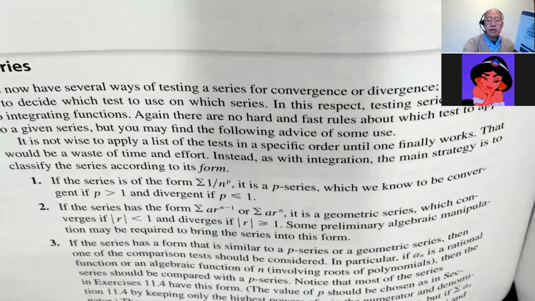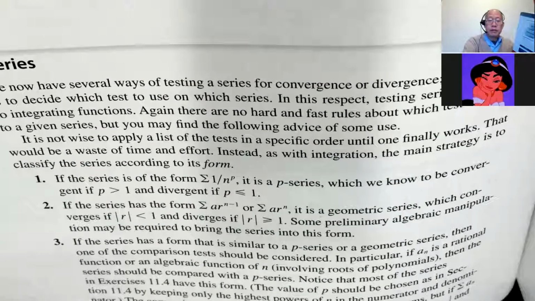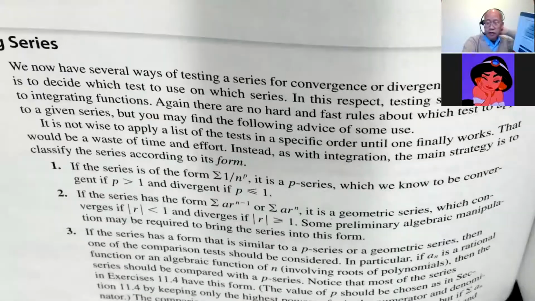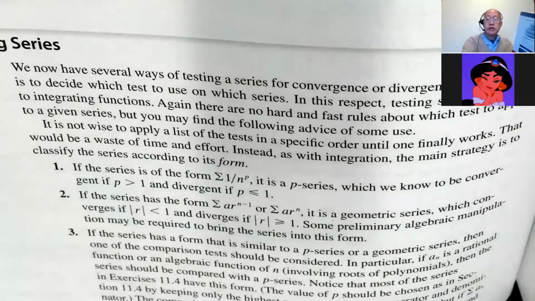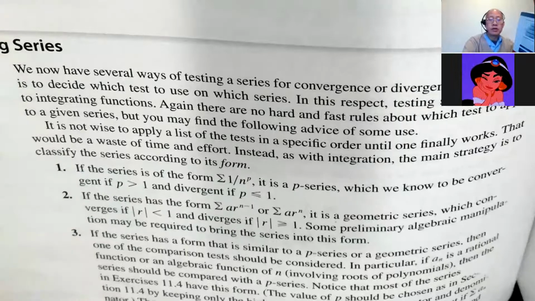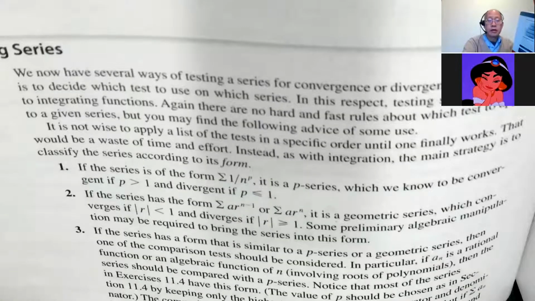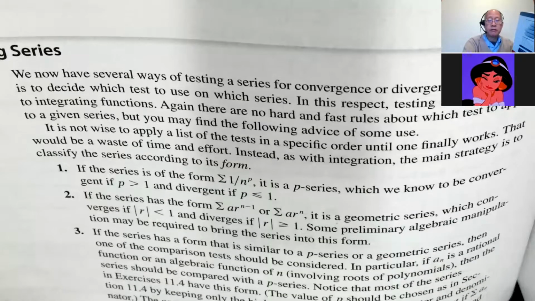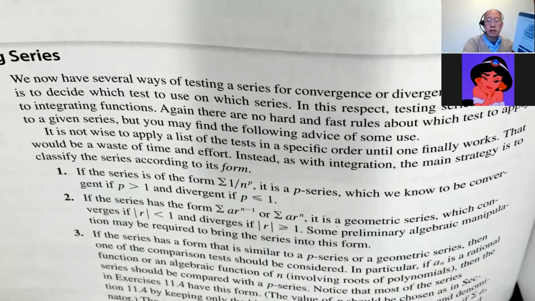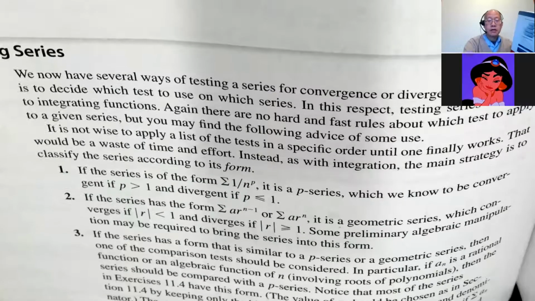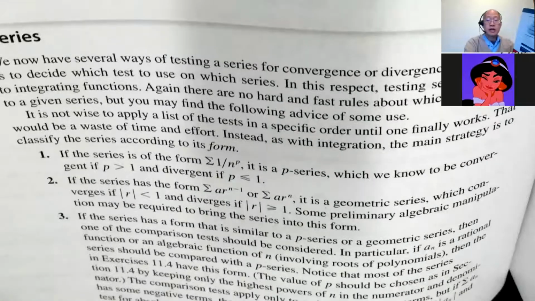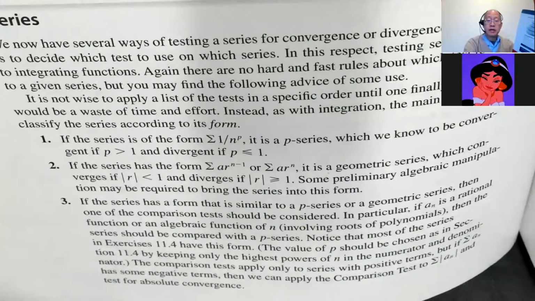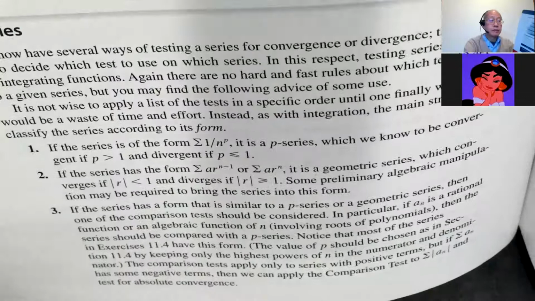Number 2 is a geometric series, something of the form a r to the n minus 1 or a r to the n. Okay, geometric series that converges if absolute value of r is less than 1. That means r is between minus 1 and 1. Diverges otherwise.